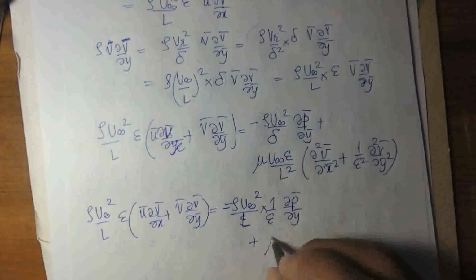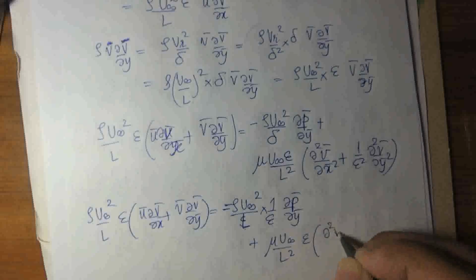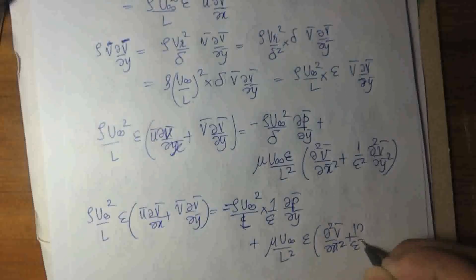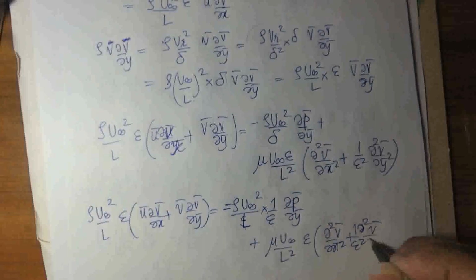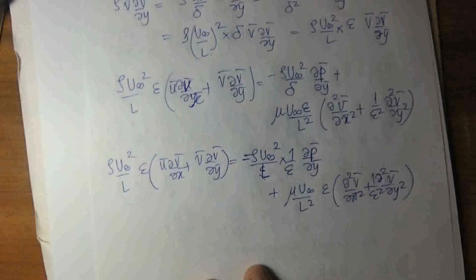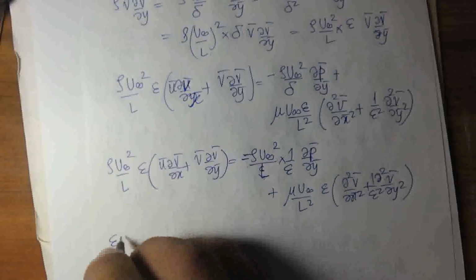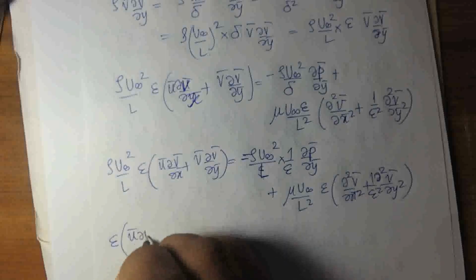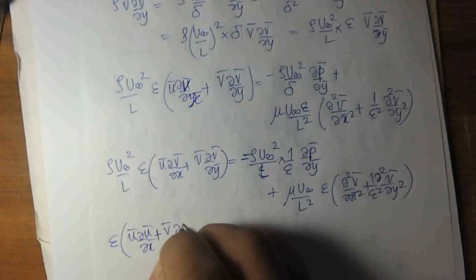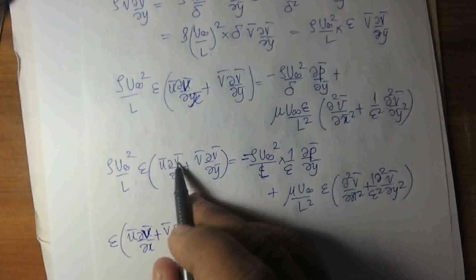And then lastly we have u infinity by L square epsilon del 2 v bar by del x bar 2 plus 1 by epsilon square del 2 v bar by del y bar 2. And then we simply divide everything by rho u infinity square by L. So on the left hand side we have epsilon u bar del v bar by del x bar plus v bar del v bar by del y bar, my bad, this should be v bar.